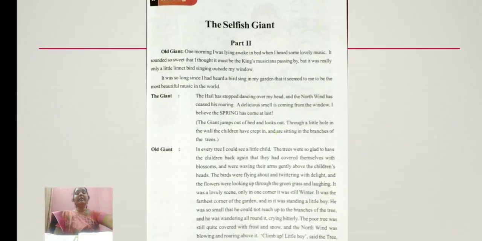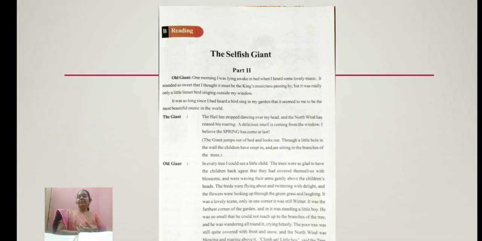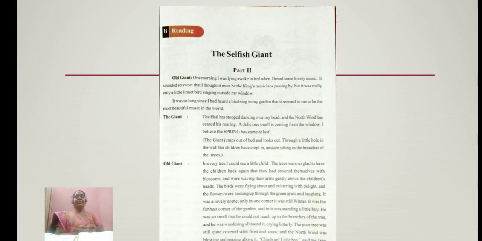Okay, here, the selfish giant. So the title itself shows the characteristics of the giant. He was a selfish character. Selfish and selfless. So he was full of selfish mentality. Selfish means lacking consideration for other people. Selfish means what? They never care. They never consider other people's opinions or something like that. That is called selfish.